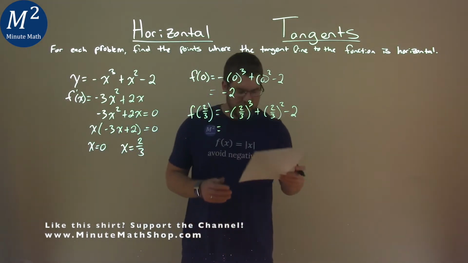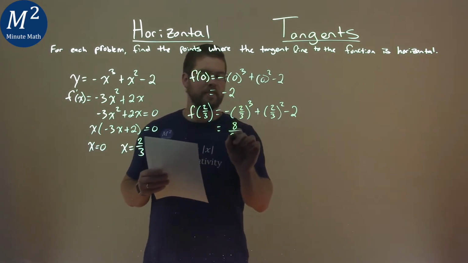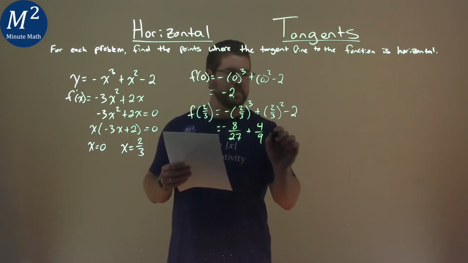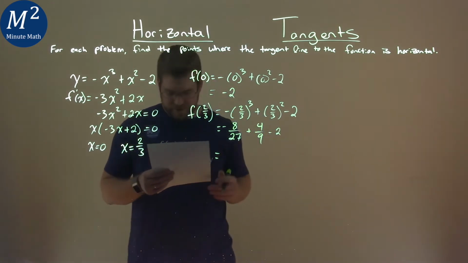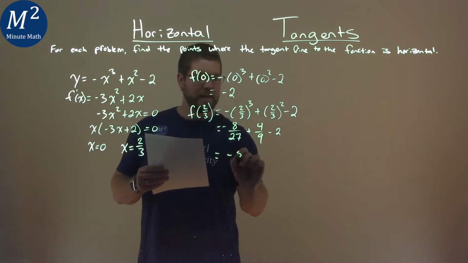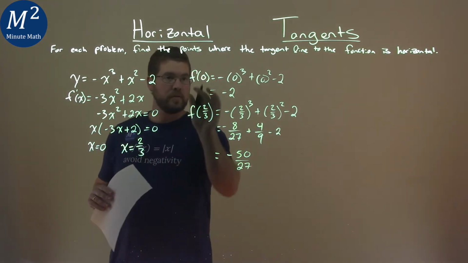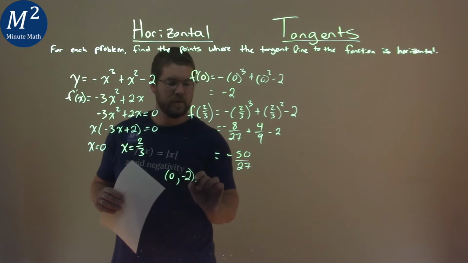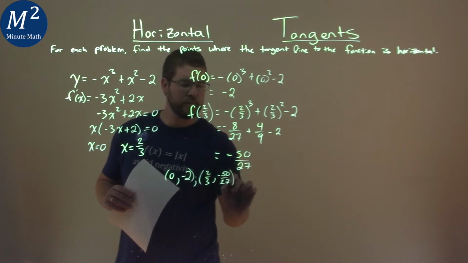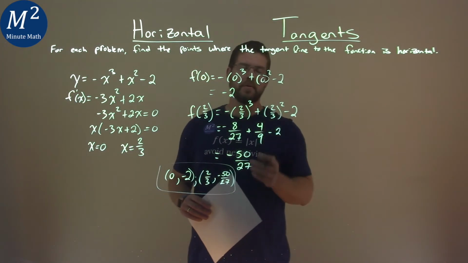Now let's go simplify this out. I did the hard work for you. 2/3 to the third power is 8/27, and that's still a negative. Plus 2/3 squared is 4/9, minus 2. And that all simplifies when we add it all together. Negative 8/27 plus 4/9 minus 2 is negative 50/27. So we have our two coordinate points here, (0, -2) and (2/3, -50/27). And those are the points where the tangent line of our function is horizontal.